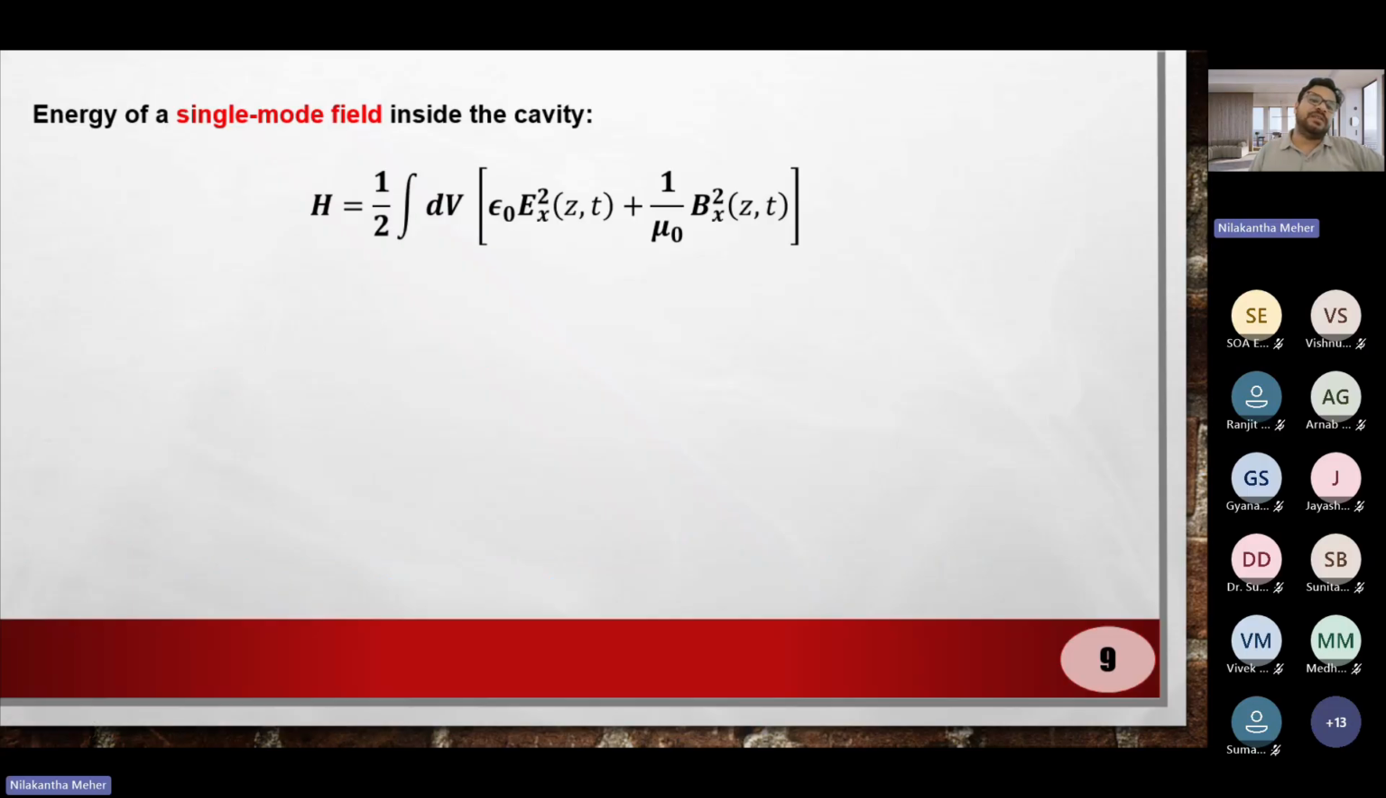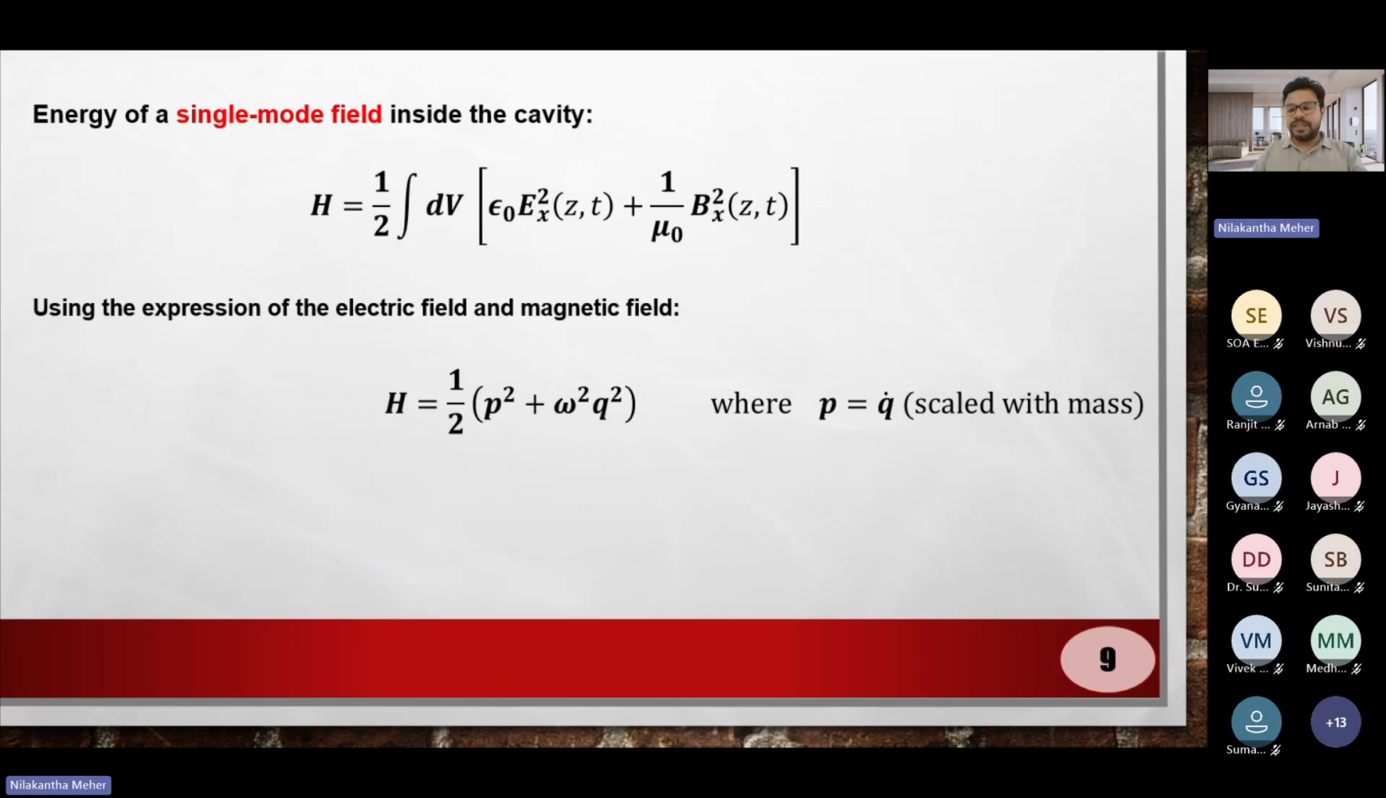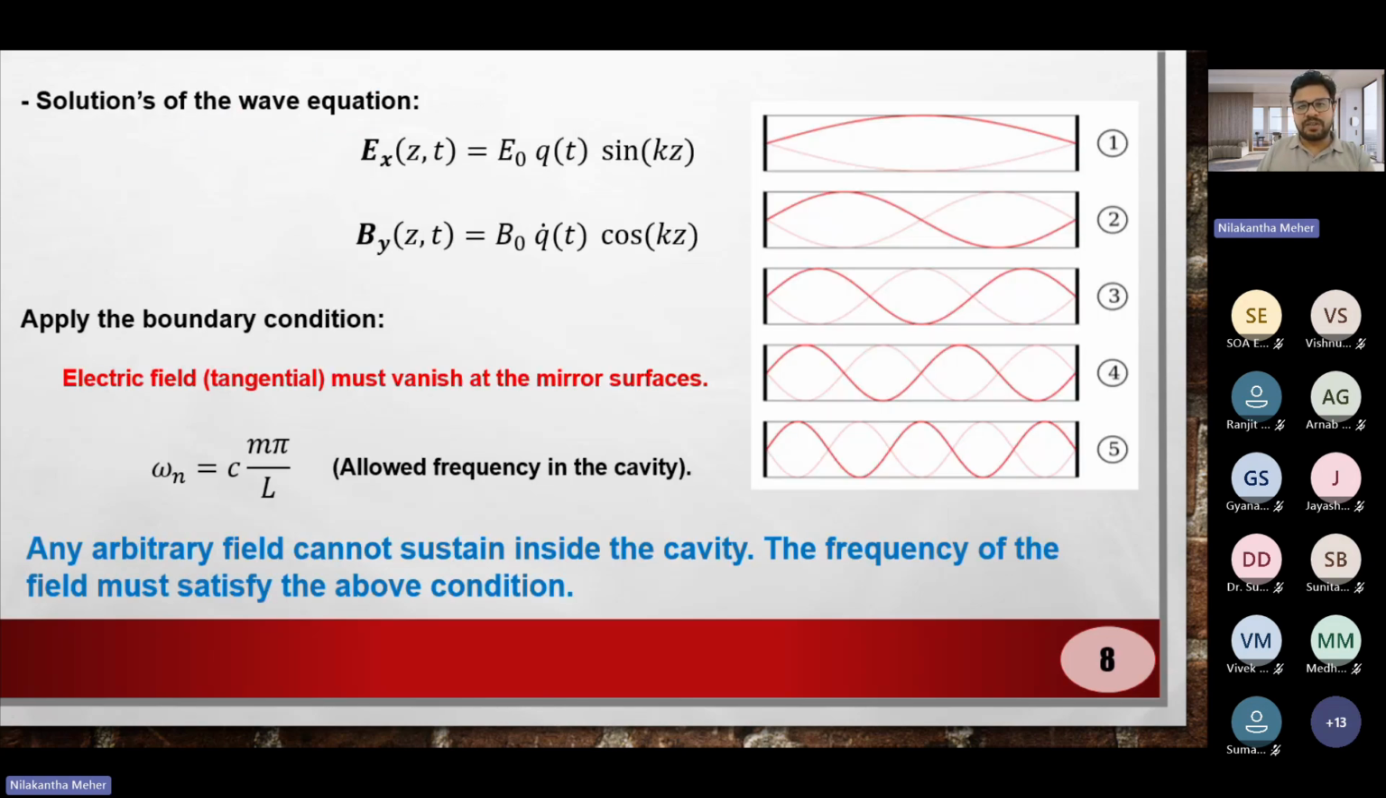Now let us calculate the energy of the electromagnetic field. Single mode field means it has a single frequency, of course a single wavelength. Single frequency means single polarization and single propagation direction. That you can call a single mode field. Now if you calculate the energy of the electromagnetic field using this solution, this Ex of t and By of t, mostly you can take Ex of t.